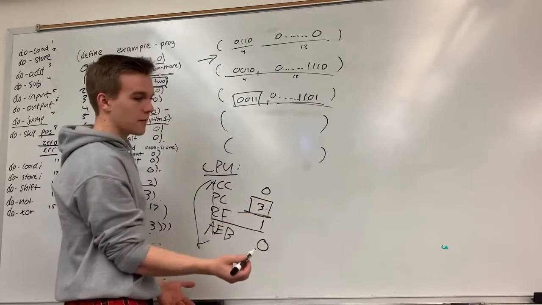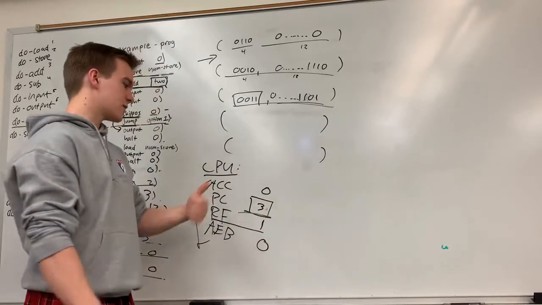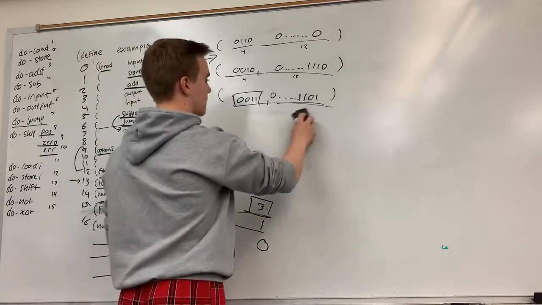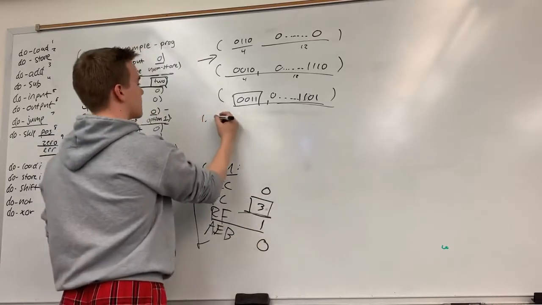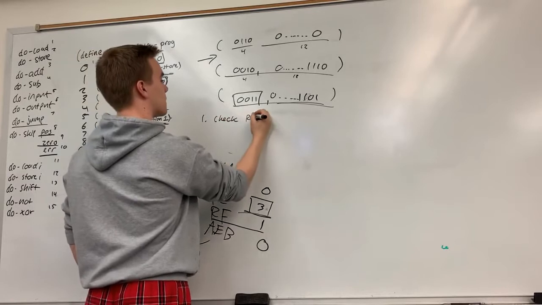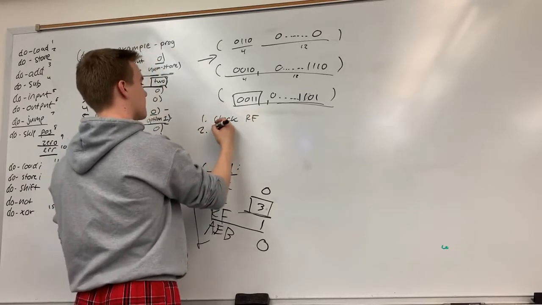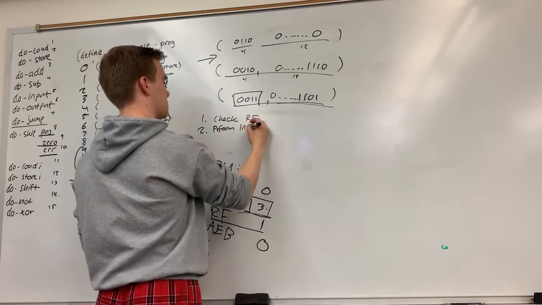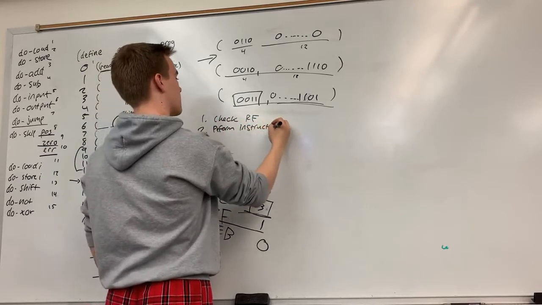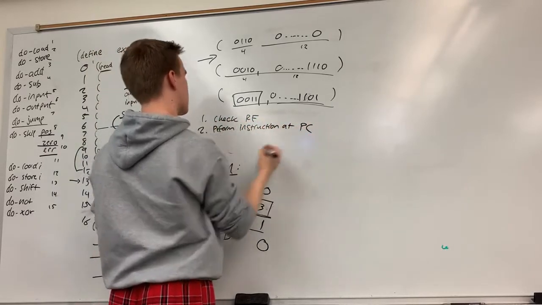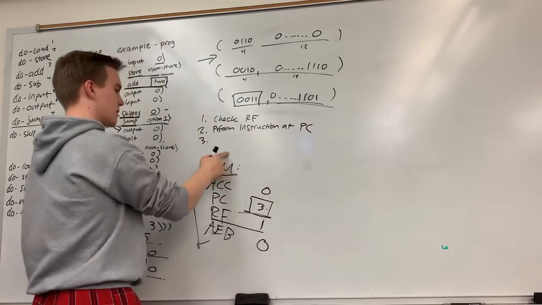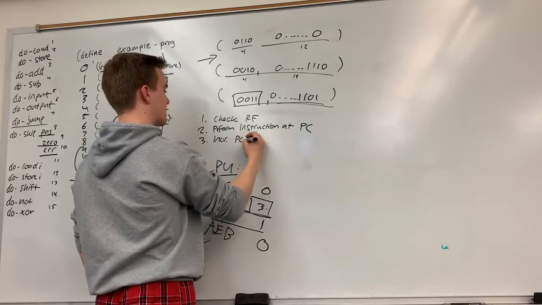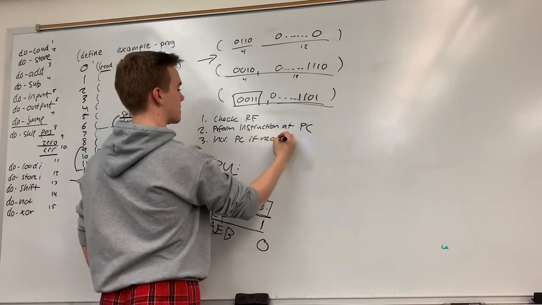So there you go. Right, in next config, first I'll write it out somewhere. I'll write it out up here. First I said check RF, then perform instruction at PC, and then increment the PC if necessary.